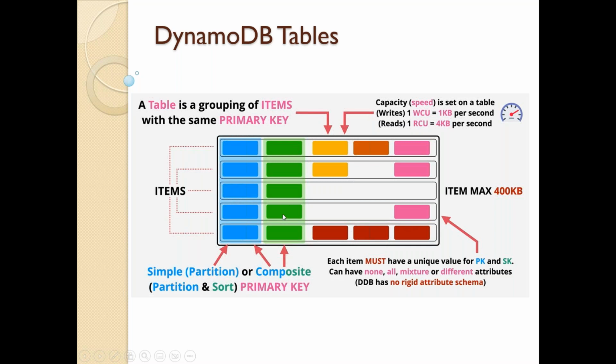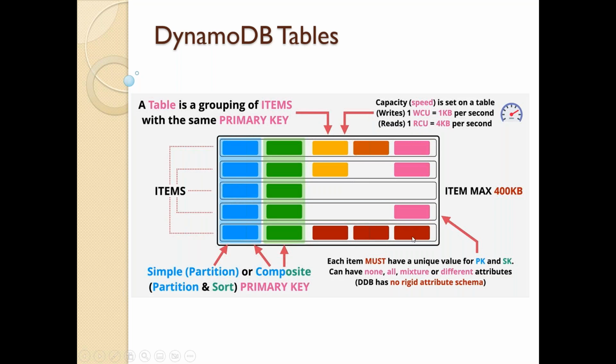Okay, sort key is to narrow down further your search, but sort key is optional, while primary key is mandatory. And then DynamoDB has no rigid attribute schema, as we saw. I told you there is no rigid schema, so you can go ahead and define whatever you want on the fly, dynamically.